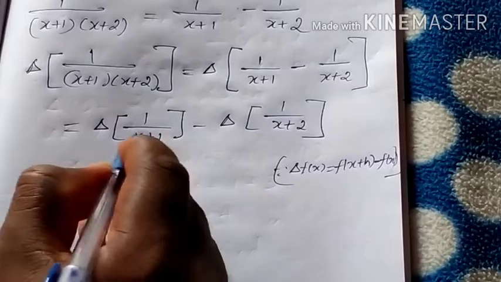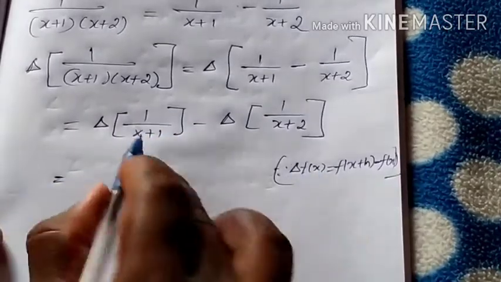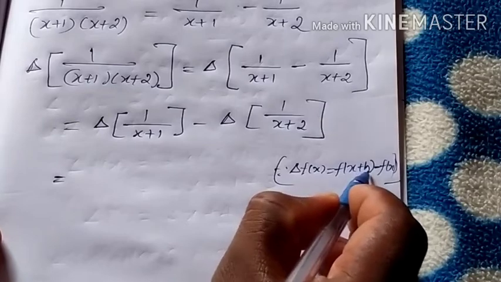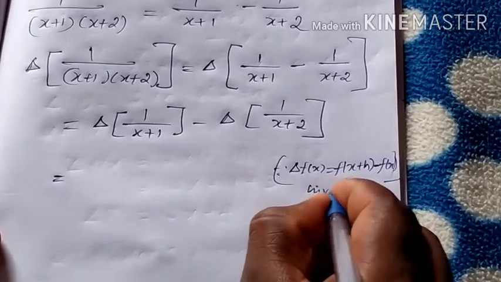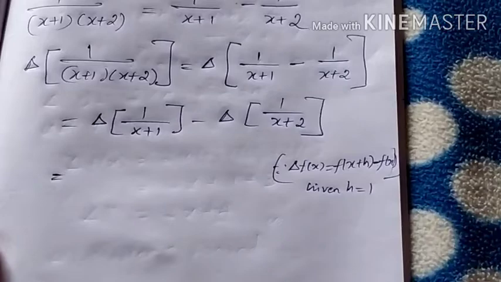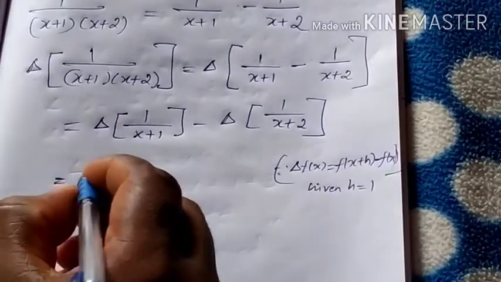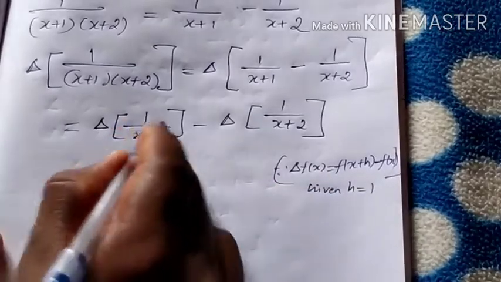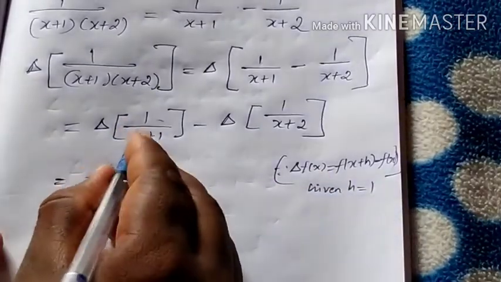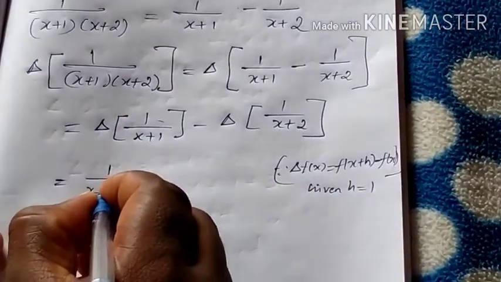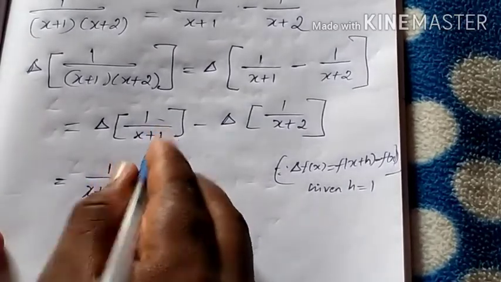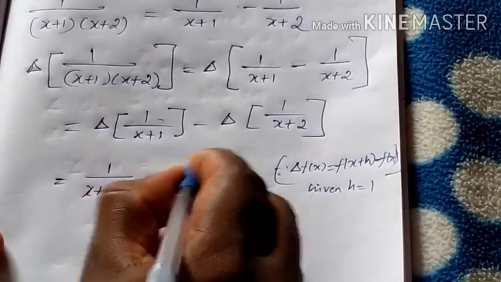F of x value is 1 by x plus 1. Okay, so now x replacing by x plus h. H value is equal to 1. This is also given. Given h is equal to 1. Okay, so delta into f of x equal to f of x plus h, x now replacing by x plus 1. Here also plus 1. X plus h, this is plus 1, minus f of x.